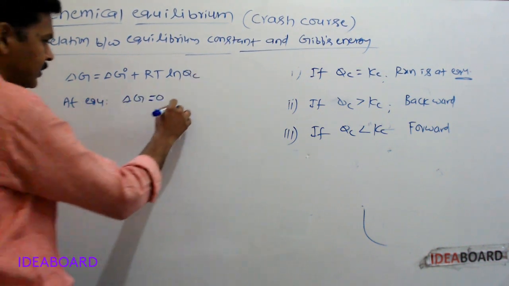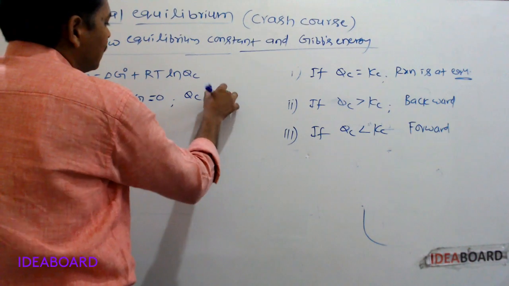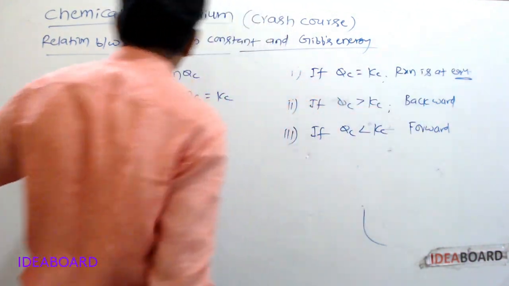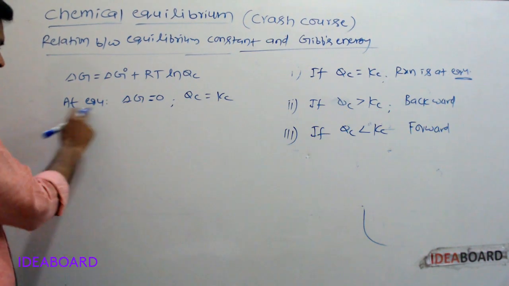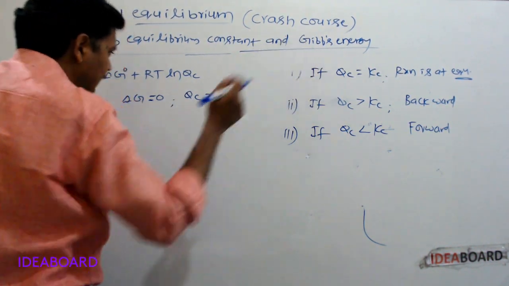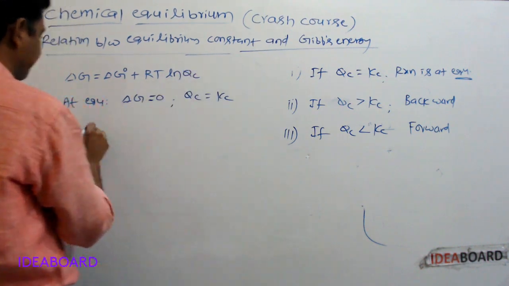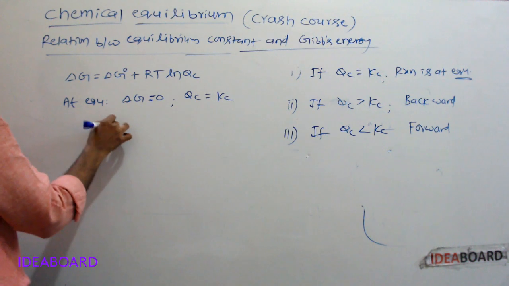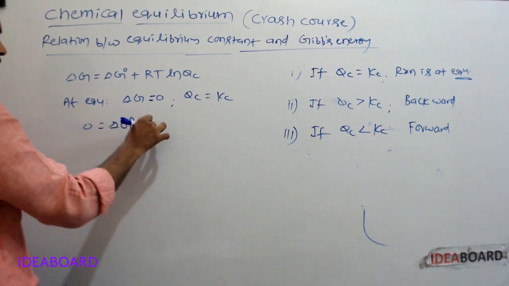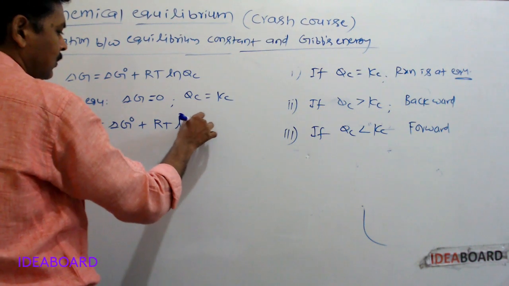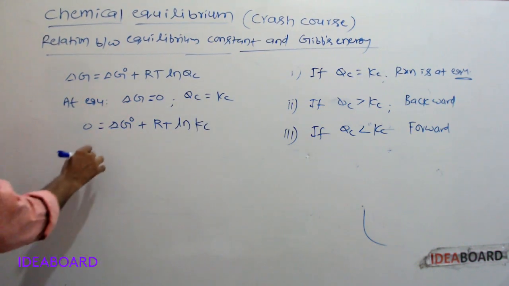At equilibrium, delta G is 0 and Qc is equal to Kc. Qc equal to Kc means the reaction is at equilibrium. Then from this equation, 0 is equal to delta G naught plus RT ln Kc.